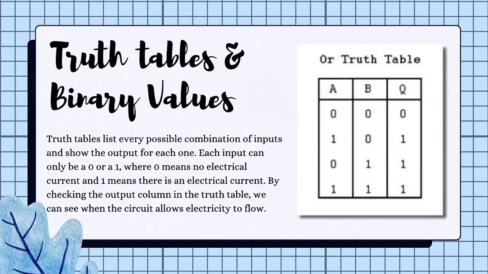So going firstly with truth tables and binary values. To understand how a logic gate works, we use these things called truth tables. Truth tables list all possible combinations of inputs and show the resulting output. Each input can only have two values, 0 or 1, which I mentioned before. 0 represents no electrical current and 1 represents the presence of electrical current. By looking at the output column of a truth table, we can tell when a circuit conducts electricity.